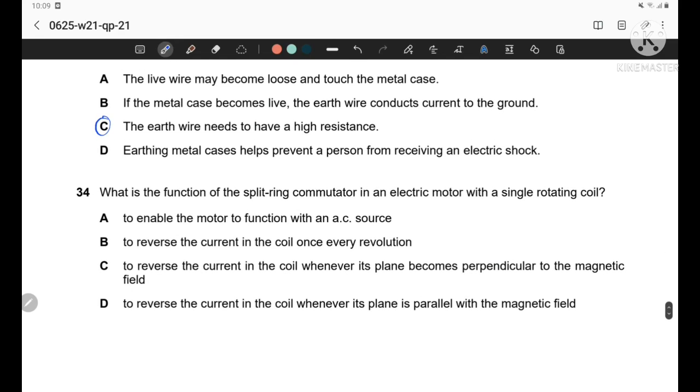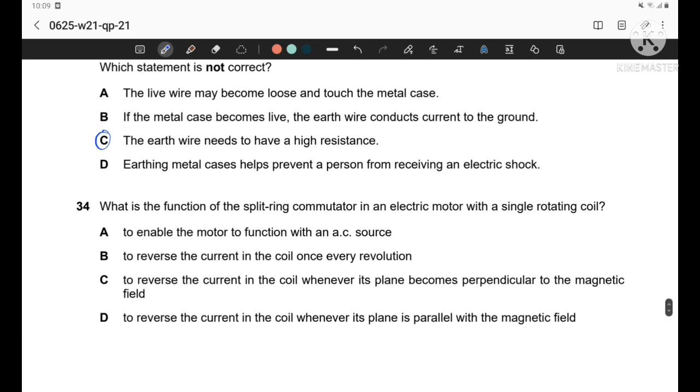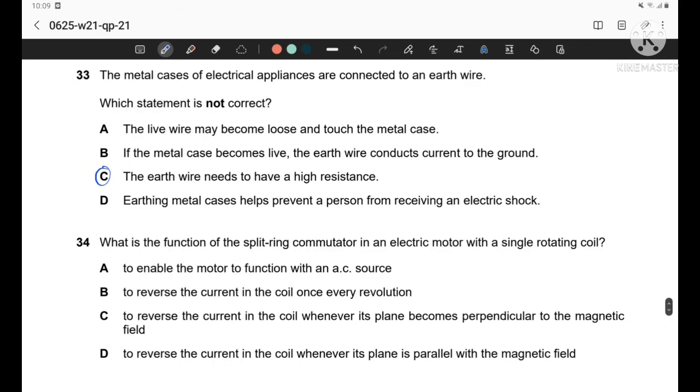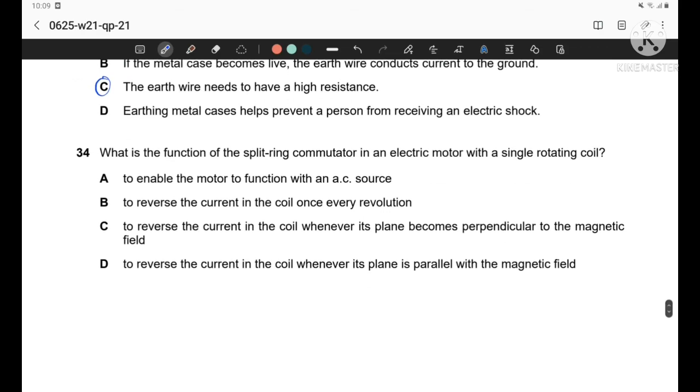Option D says earthing metal cases helps prevent a person from receiving an electric shock. Yes, that is a correct statement. Therefore, the correct answer, that means the wrong statement, is option C.